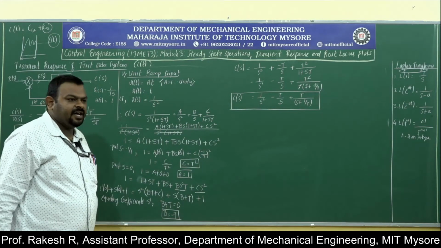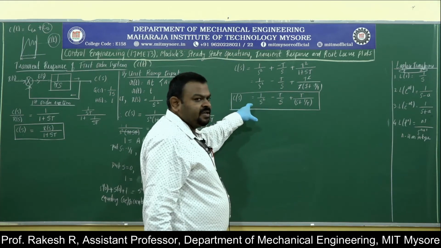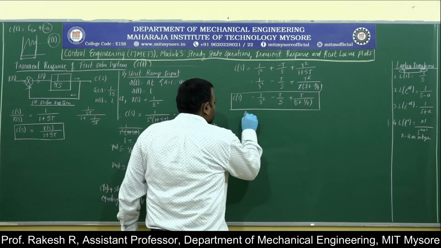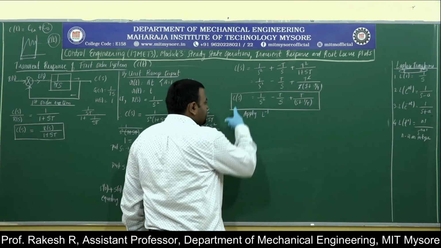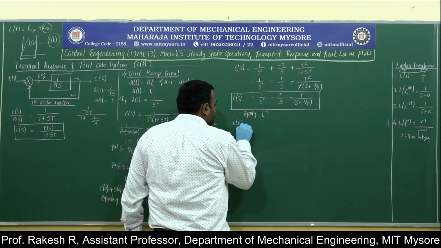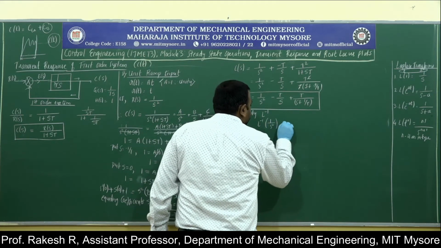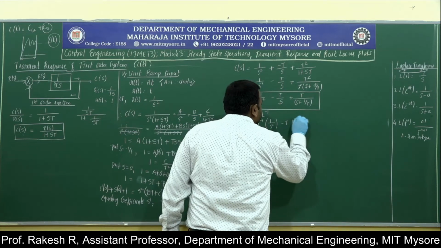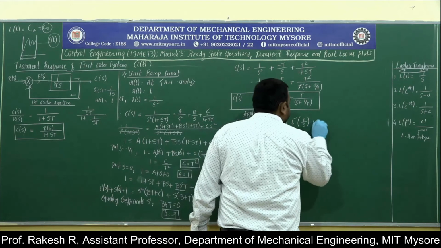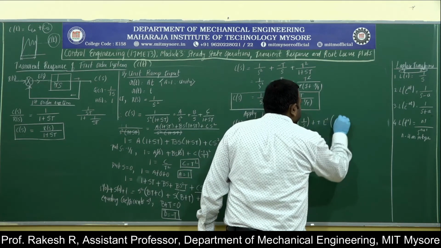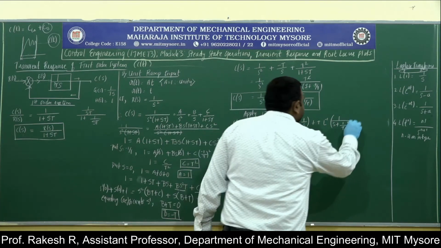In the next step, I need to obtain C of t. What I will do is apply Laplace inverse. If I apply Laplace inverse, C of s changes to C of t, which will be equal to Laplace inverse of 1 by s square, minus T, which is a constant, Laplace inverse of 1 by s, again here T is common, plus Laplace inverse of 1 divided by s plus 1 by T.